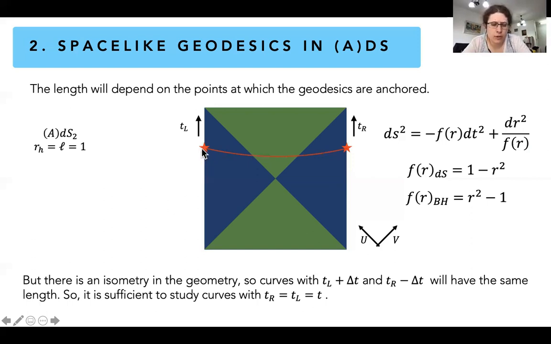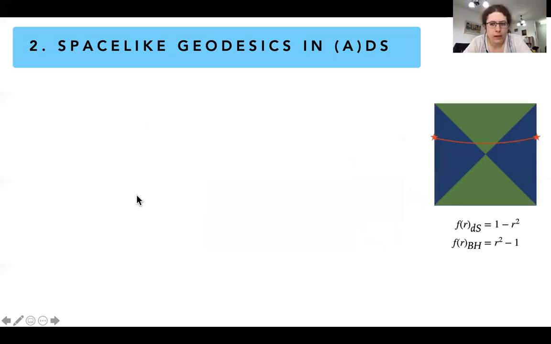And just to mention before I do that, there is an isometry in this geometry. So if I move one of the points down and the other one up, the length of the geodesic will remain the same. And so without loss of generality, it's enough to consider only symmetric geodesics. We can always use this isometry to move the geodesics to be at equal times on the two boundaries.